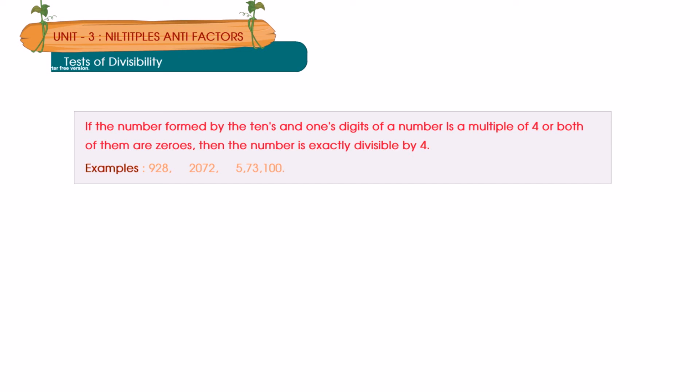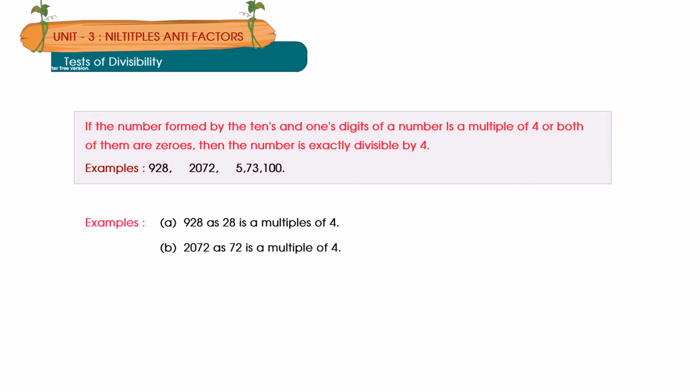Examples: A. 928, as 28 is a multiple of 4. B. 2072, as 72 is a multiple of 4. C. 5,73,100, as the tens and ones digits are zeros. D. 91,524, as 24 is a multiple of 4.